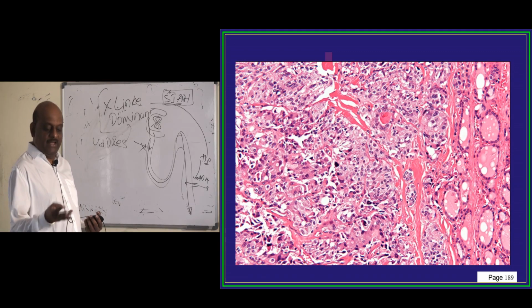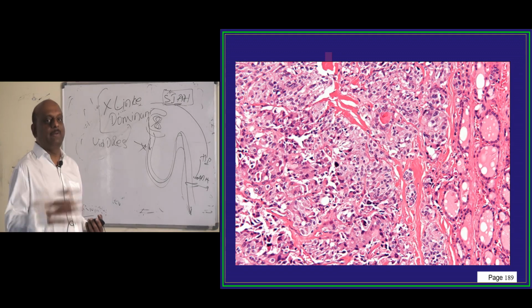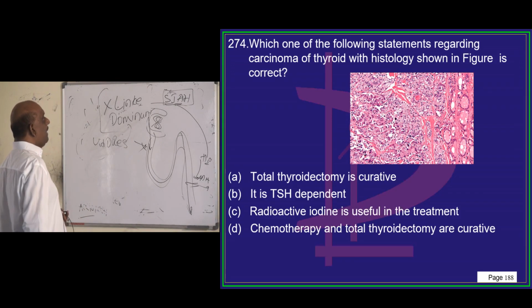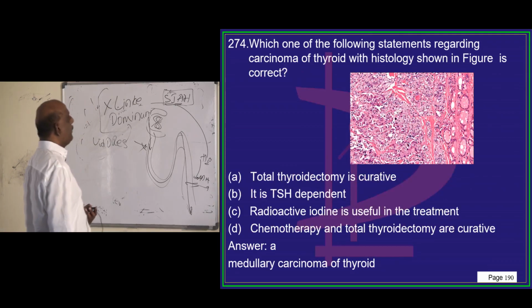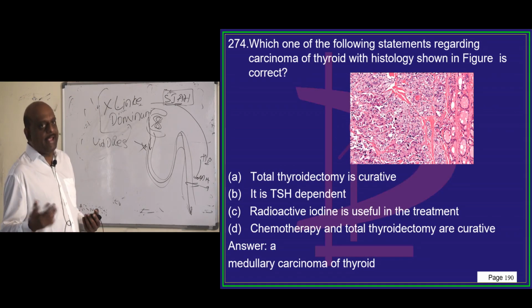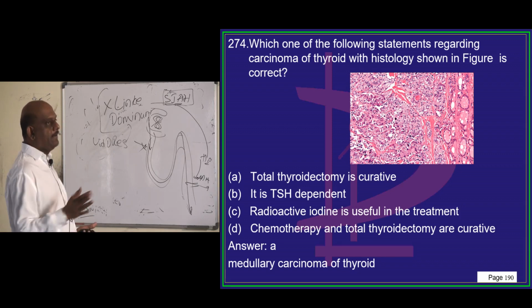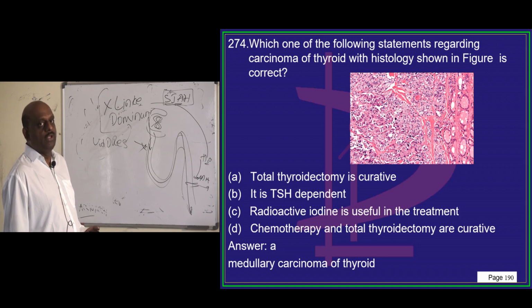You should identify whether this is a papillary, anaplastic, medullary, or follicular. Which type of thyroid carcinoma is this? So, what is the correct statement about it? It is a medullary carcinoma of the thyroid, and total thyroidectomy is considered to be curative, is what you need to remember.